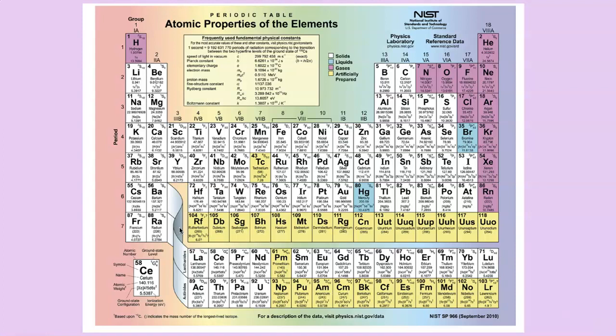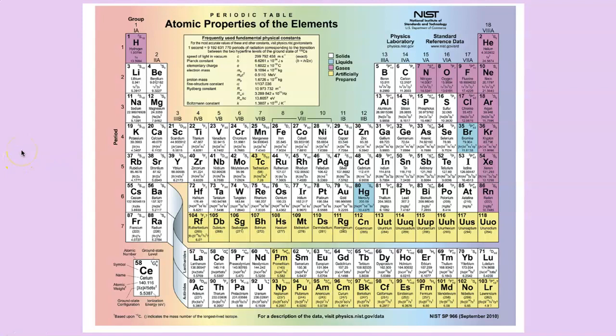There are 92 naturally occurring elements, and element 92 is uranium. The rest of these are made in the lab and are very short-lived. So if I asked you how many protons are in calcium, would you be able to answer that? Well, here's calcium over here, Ca. It's element number 20, so it has 20 protons.